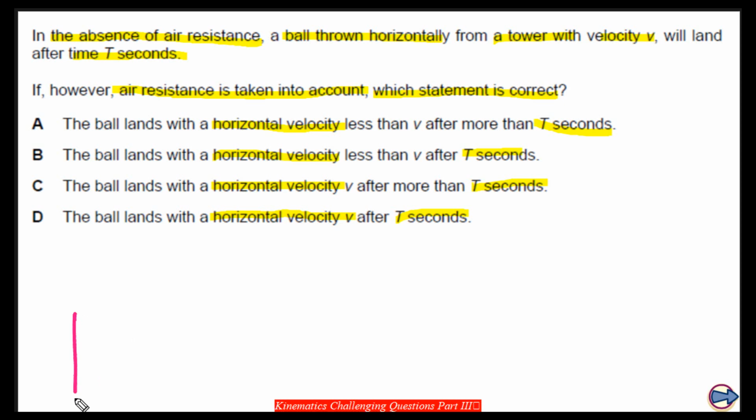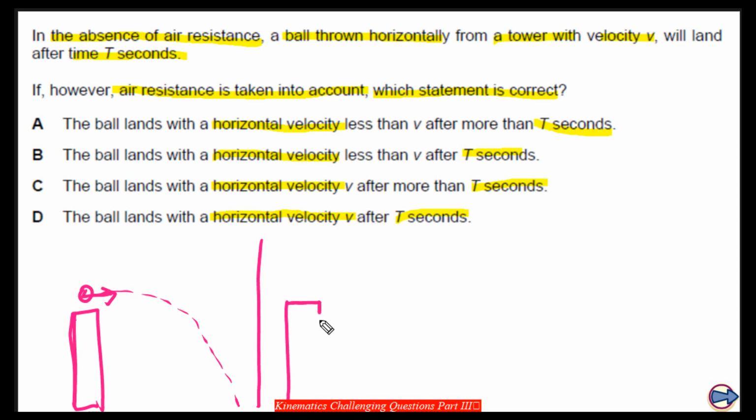Let's say this is the tower, and we throw this ball from the tower horizontally, and the ball will go somewhat like this. This is when there is no air resistance. If we consider resistance, let me redraw this: the same tower, the same height, the same ball, and the same initial velocity. Here in this case it has initial horizontal velocity v.